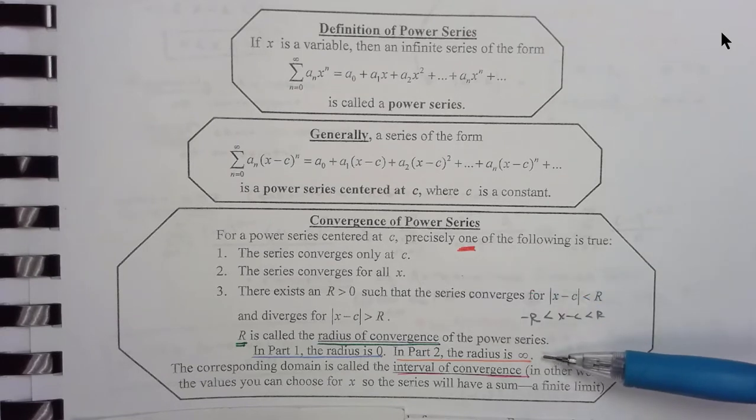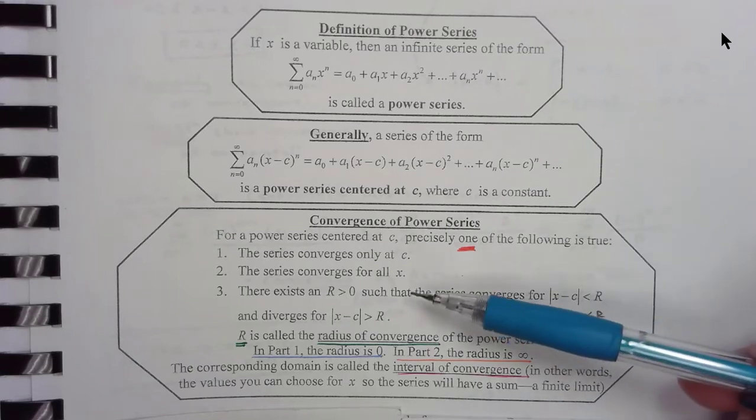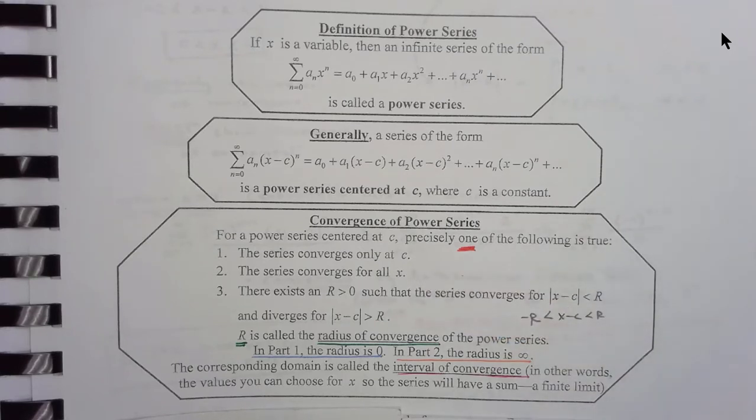It doesn't matter how far away I go from the place that the power series is centered. It converges for everything. The corresponding domain is called the interval of convergence. In other words, the values you can choose for x so that the series will have a sum, a finite limit.